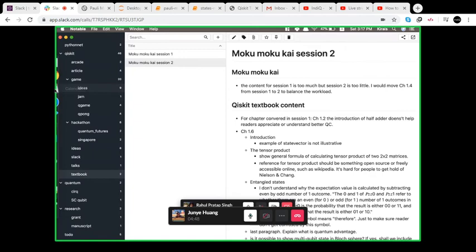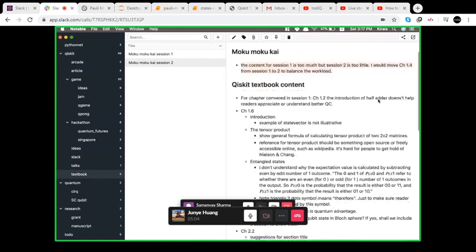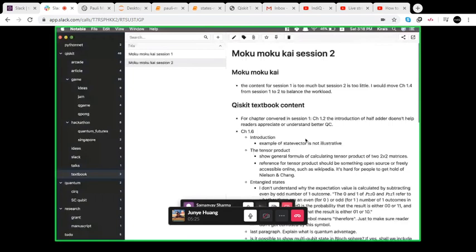So as I said, I think session one was too much, but session two is a little bit less. If you are going to do it again, I would suggest, in the agenda, maybe you can move chapter 1.4. But of course, it's freestyle. Everyone can just do it differently. I just think maybe it helps people keep it in check. Okay, so one suggestion is to move chapter 1.4 from session 1 to session 2.